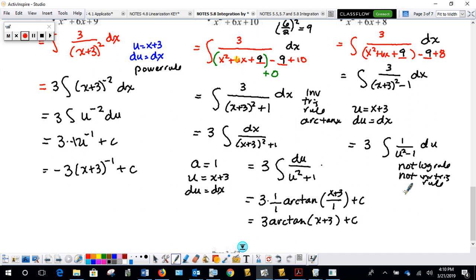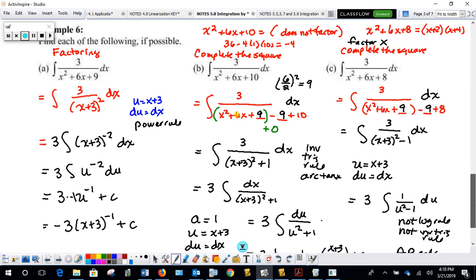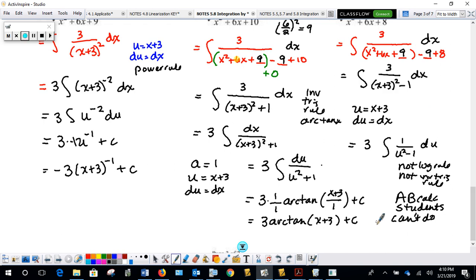And so with the techniques that we have right now in AB Calc, you can't do this. AB Calc students can't do this. Now, when we move on to BC Calc, or you go to 201 next year, there is a technique for doing this problem. We may do this after the AP.